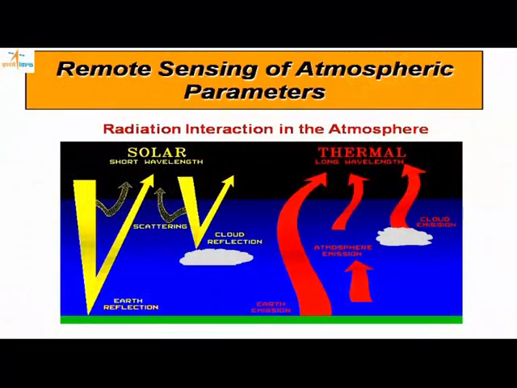Now I will briefly describe the remote sensing of atmospheric parameters. So we know the dominant radiation which is available in our terrestrial system is solar radiation. That is in the short wavelength region from 0.1 to 3 or 4 micron, and this solar radiation gets reflected from the Earth surface as well as by the cloud top, and part of it gets scattered from atmospheric gases or atmospheric aerosol, and this also gets scattered back to space.